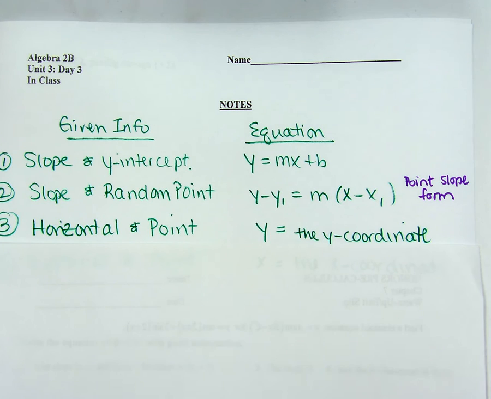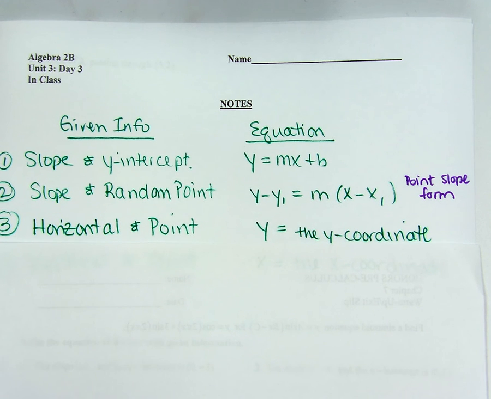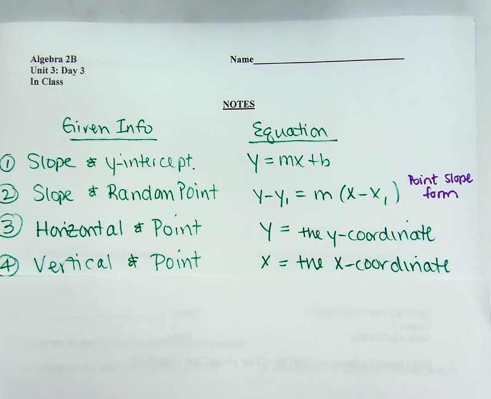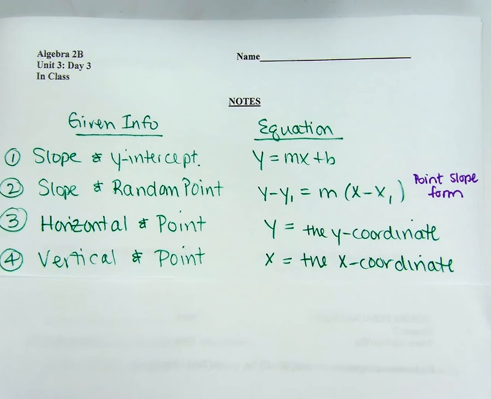If the information given to you tells you that it's a horizontal line and they give you a point as well, an ordered pair, then you are going to use the y coordinate. That's going to be your y equals. And similarly, if you're given a point and they tell you it is a vertical line, then you're going to use the x coordinate for your equation.